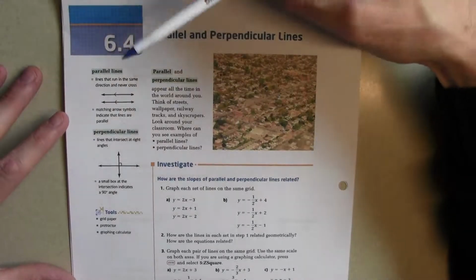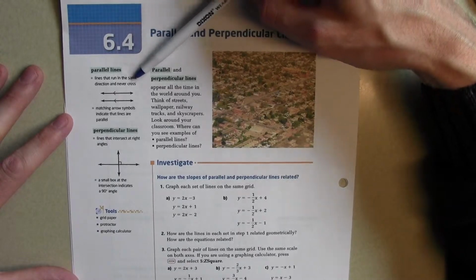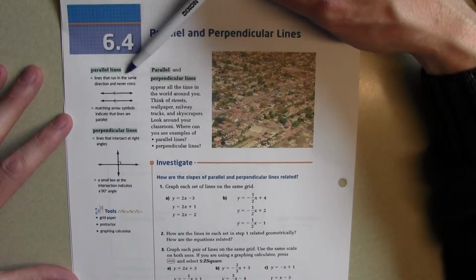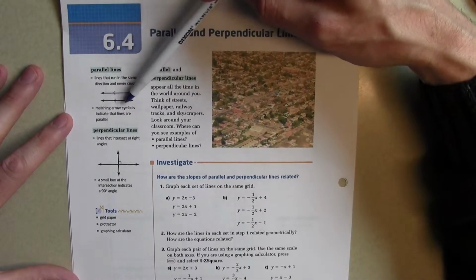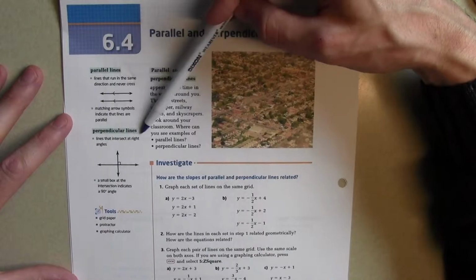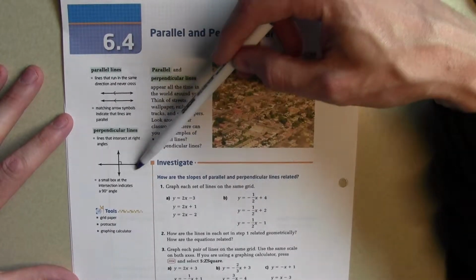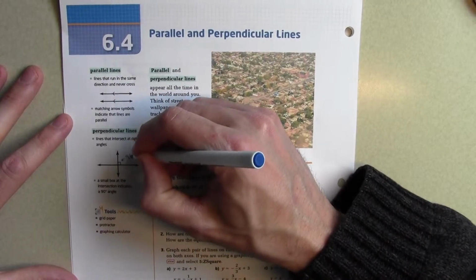Okay, we got two important definitions here. You guys should already know about these, right? You heard of parallel and perpendicular before? Yeah. Okay. So parallel lines, they're lines that run the same direction and never cross. Matching arrow symbols indicate that lines are parallel. Perpendicular lines, they're lines that intersect at right angles. Okay, a small box at the intersection point indicates a 90-degree angle.